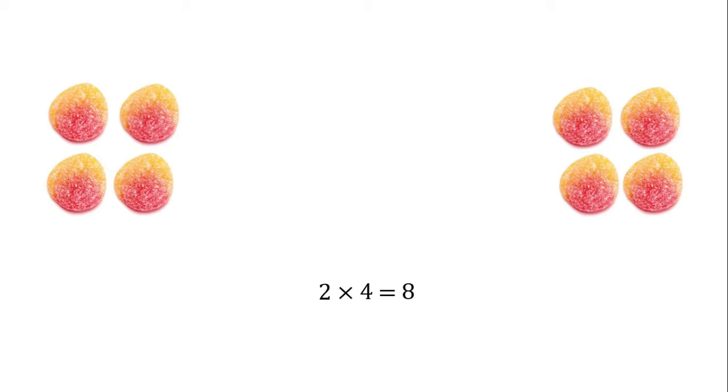And how many are in each group? How many groups are there? There are 2 groups. 2. And then how many are in each group? 1, 2, 3, 4. 4 in each group. 2 times 4 is still 8. But in this case, instead of saying 2 rows of 4, I'm saying 2 groups of 4.